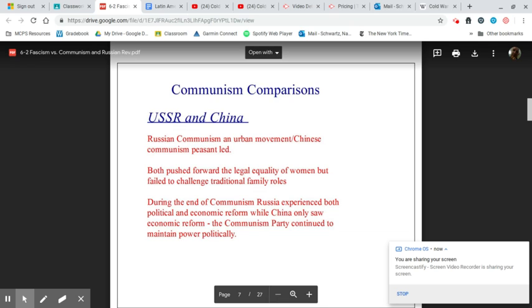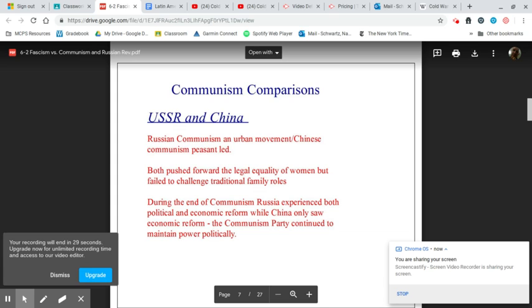Both push forward some ideas of equity, but if we're looking at gender, they both had the traditional communist idea of women being equal, but neither of them really fully challenged stereotypical gender roles, and women's status didn't substantially change. I think in China it didn't change that much at all. It probably changed more in the Soviet Union than it did in China.